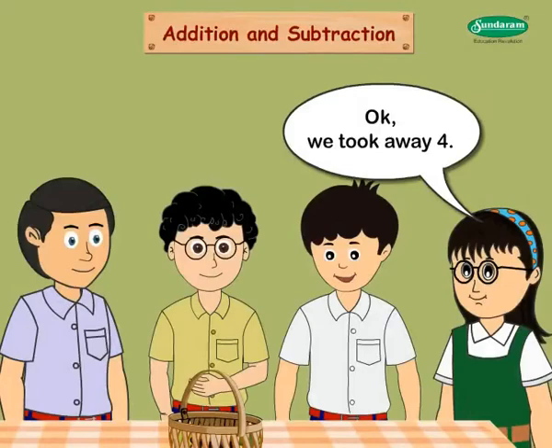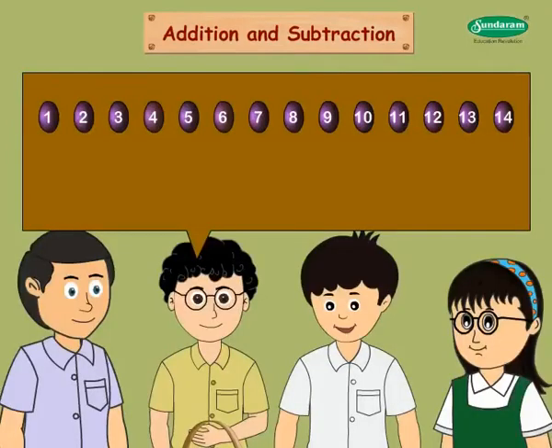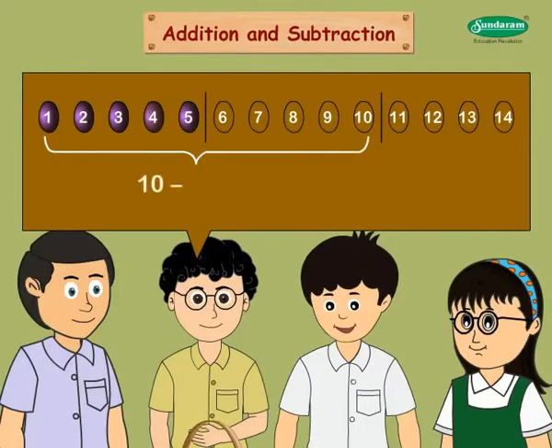Okay, we took away 4. We can take away 5 more. We took away 4 from the units digit. Now, we will use the 10 and subtract the remaining 5. So, 10 minus 5 equals 5.